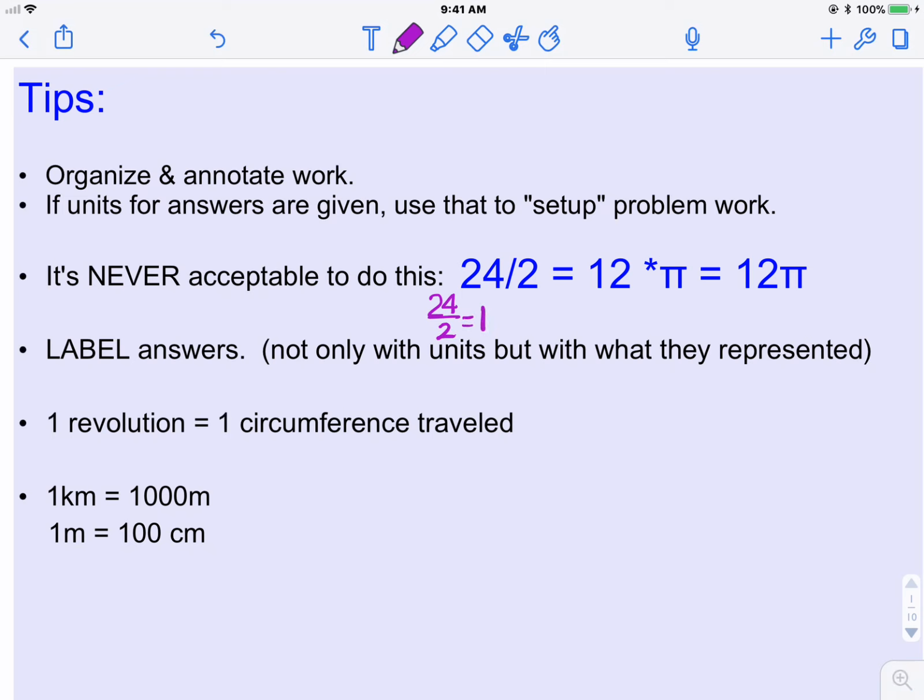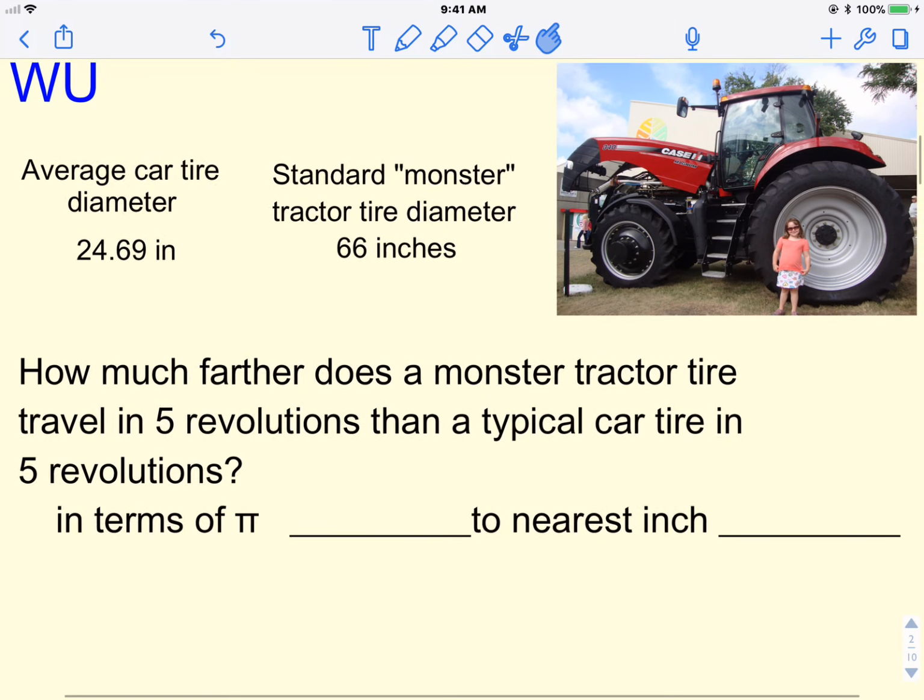24 divided by 2 is 12. And then a separate calculation that talks about what 12 pi is. Okay. So just make sure that we have good algebra. We're not writing any false statements mathematically that make it look like we don't know better or that we don't have that understanding. So the warm-up.